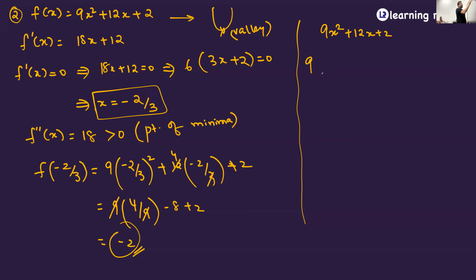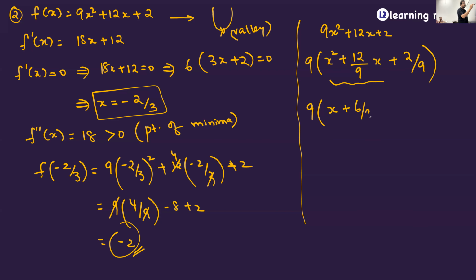So I'll take that 9 outside. So what you have is x square plus 12 by 9x plus 2 by 9. Right. So 9 into, you'll take the first two terms, you'll write them as x plus 6 by 9 the whole square. Okay. So x plus 6 by 9 the whole square plus 2 by 9 minus the square of this value. How much is that?